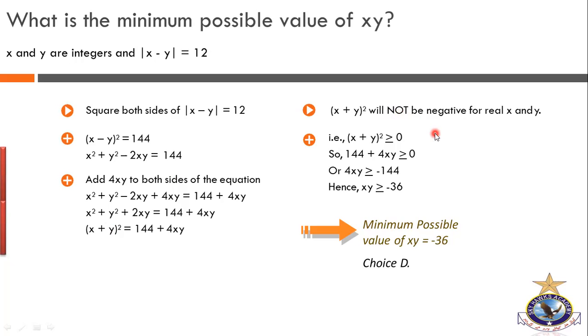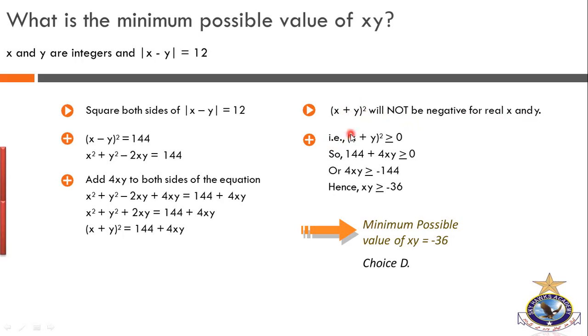You can simply say that the square of anything cannot be negative. If you are taking minus 9, just square it, you will get plus 9. So whatsoever the value of x plus y is, we are putting the square. If you are getting a negative value from over here, we are just putting the square, we will get the positive. That will not be negative for real x and y.